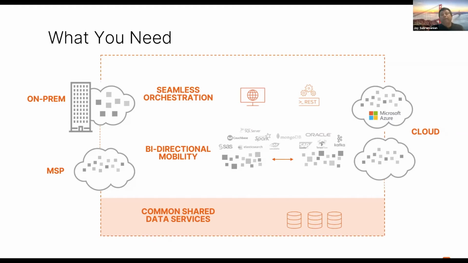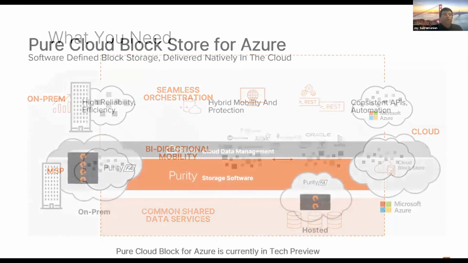We want to be able to bring seamless orchestration that allows you to manage on-prem or a colo or a service provider environment, along with what is going on in the cloud. At the end of the day, we want to have common shared services or common data services across both the on-prem as well as in the context of the hybrid cloud.